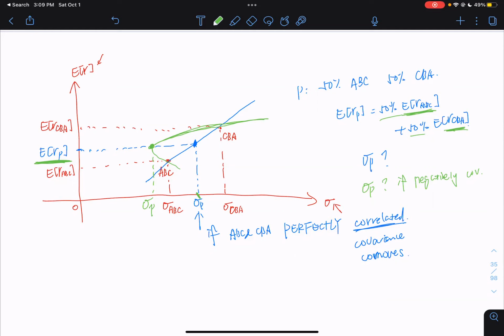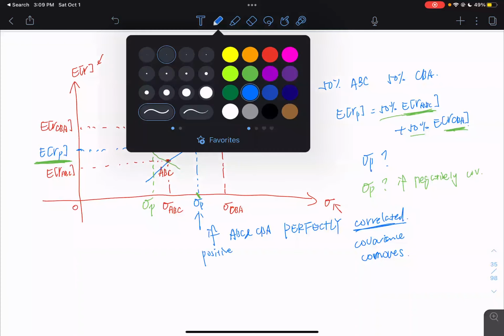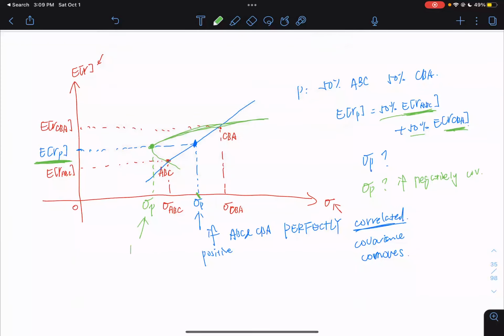So just think of it as positive, for example. But here, the green one is negative. So you can see how the covariance changes the result. Given the same expected portfolio return, remember this y-axis line never changed throughout our discussion. But the risk level goes from here, blue one, to the green one. So the risk level decreased a lot, simply because of the negative covariance.